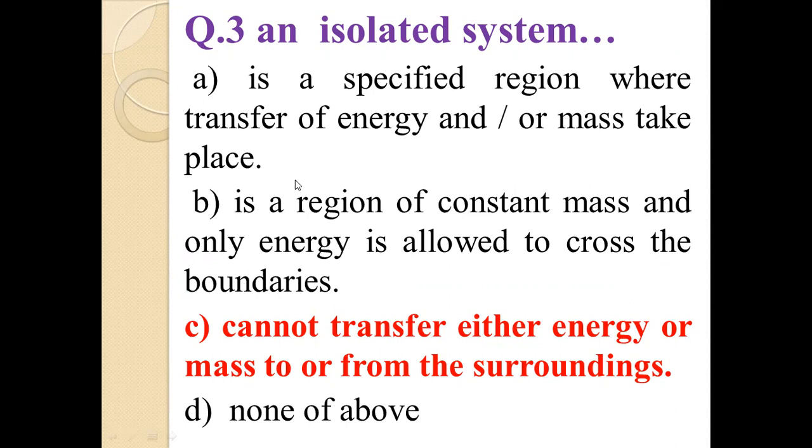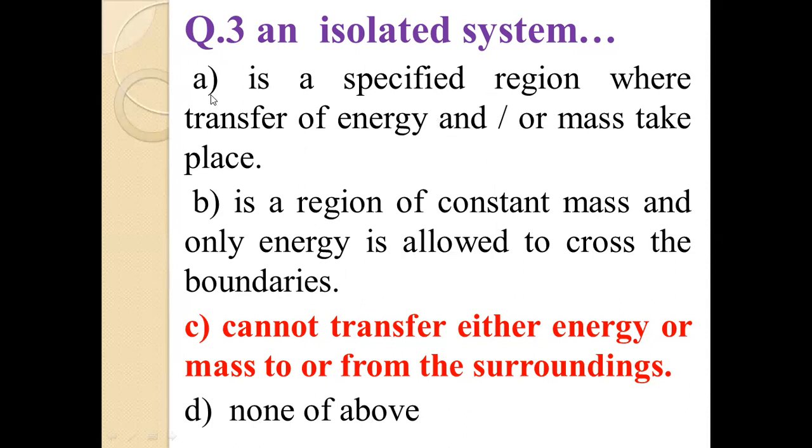on an isolated system. What is the definition of an isolated system? I have already told you, friend. An isolated system is a system in which neither energy nor mass crosses the boundary of the system.